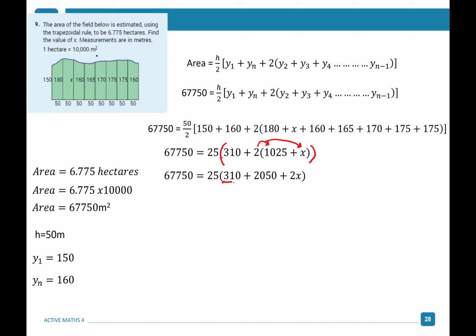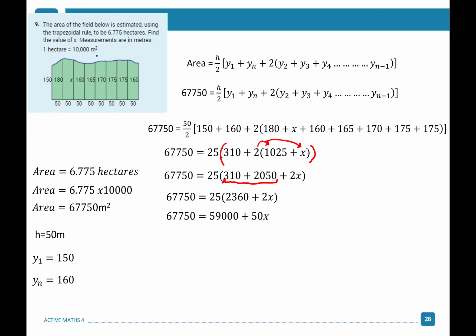And from here, I'm going to add together my like terms that are inside my brackets. So always brackets first. And we get 67,750 is equal to 25 times 2,360 plus 2x. Okay, so we've added together our terms inside our brackets. We now must multiply. We must expand our bracket. This gives us 25 times 2,360 is equal to 59,000. 25 times 2x is equal to 50x.